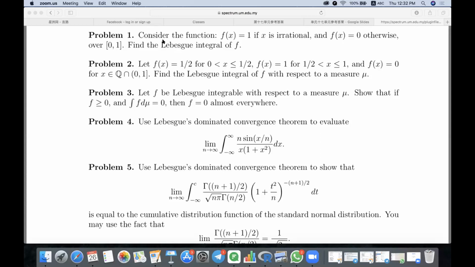For question 4, from what we learned today, it is actually quite easy to do. You just need to find a dominating function for the integrand there. If you look at it carefully, you should be able to find it quite easily. You just need to find the absolute value, then ask yourself: the absolute value of this is bounded by what function? That should not be very hard. Any takers?